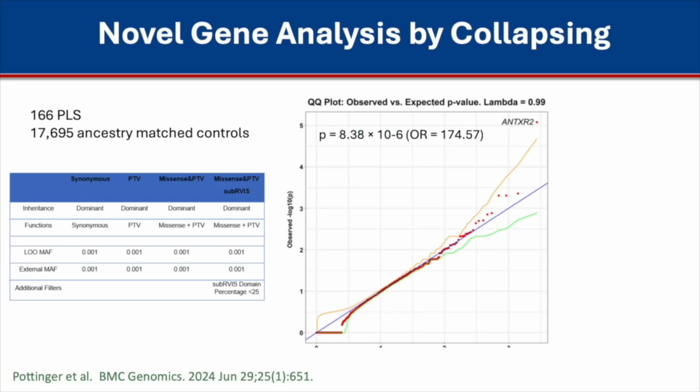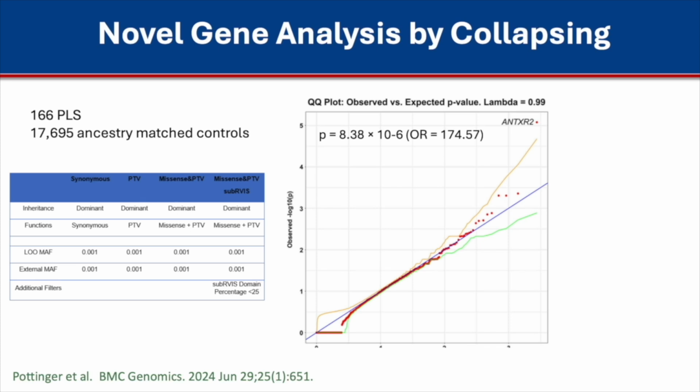So having now amassed this many individuals, we've also decided to try to undertake a very dramatically underpowered burden test or collapsing based test to see if we could identify any novel genes. We compared the 166 PLS patients with adequate whole genome sequencing to around 18,000 ancestry matched controls. We ran several genetic models that I won't go into the details of, in the interest of time. And here shown is the QQ plot of our burden test.